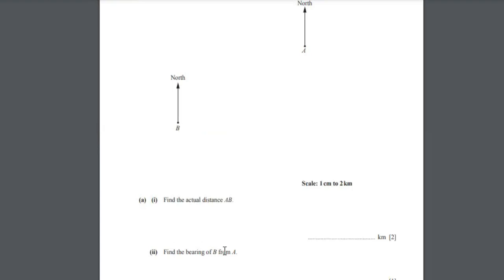Next, find the bearing of B from A. Now, when we are talking about bearing, words are important. Bearing of B from A. From A means the person is standing at A, looking at B, and he wants to find the bearing of B from A. So first of all, you need to draw a straight line connecting these two points, A and B. And then you need the protractor to measure.